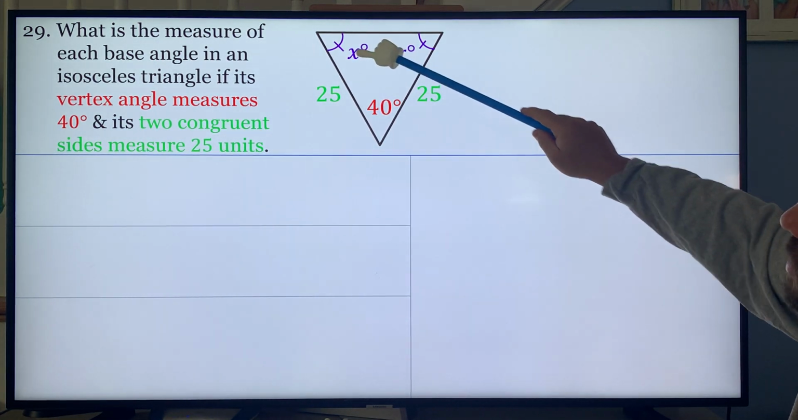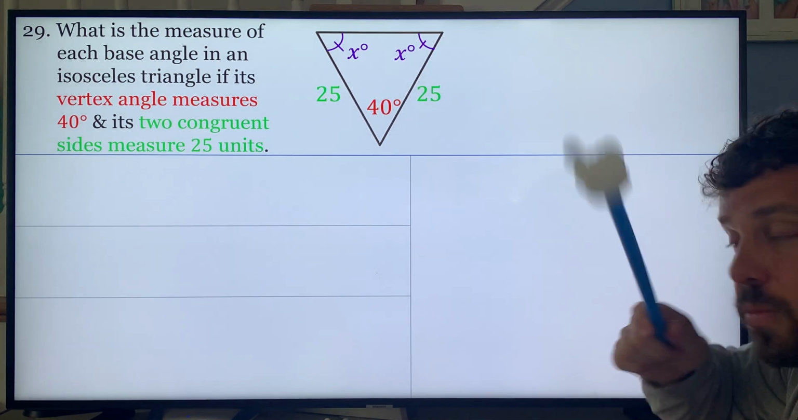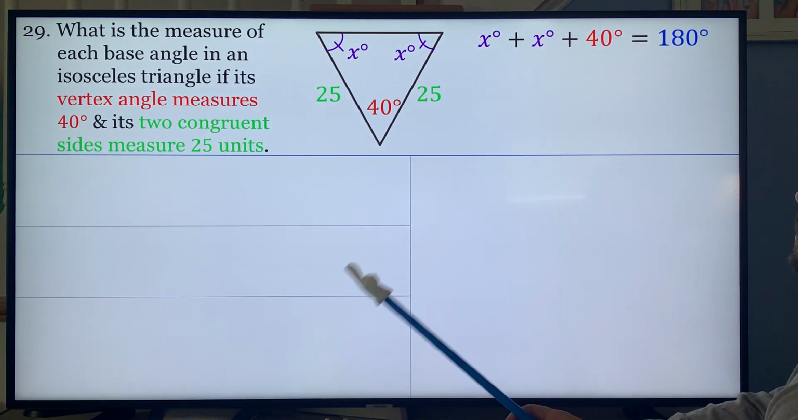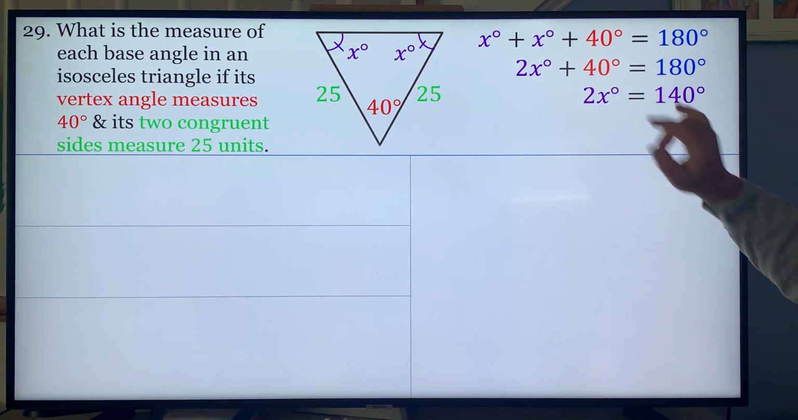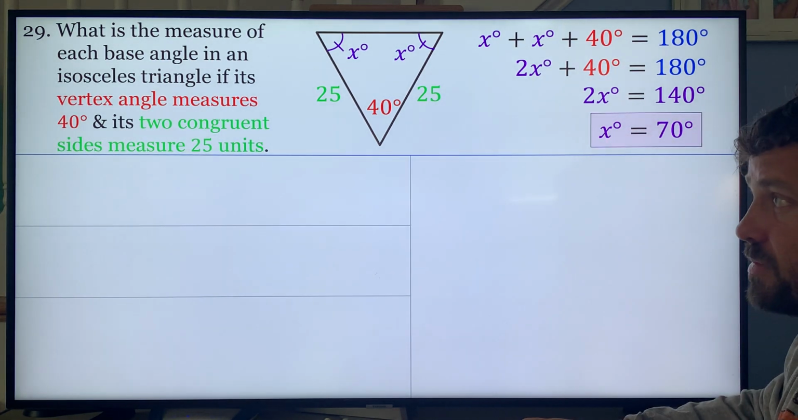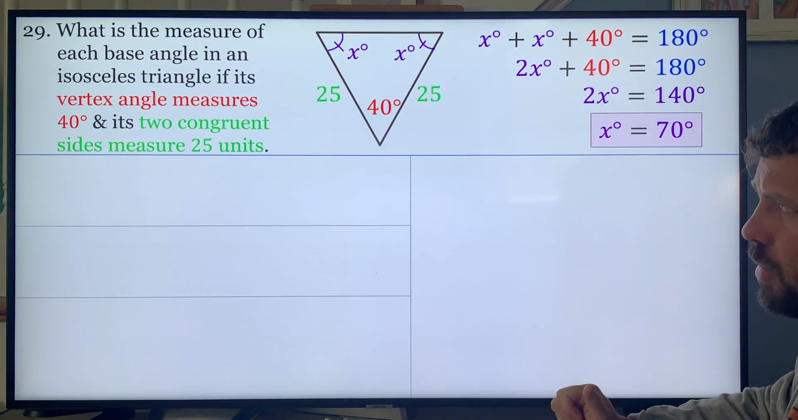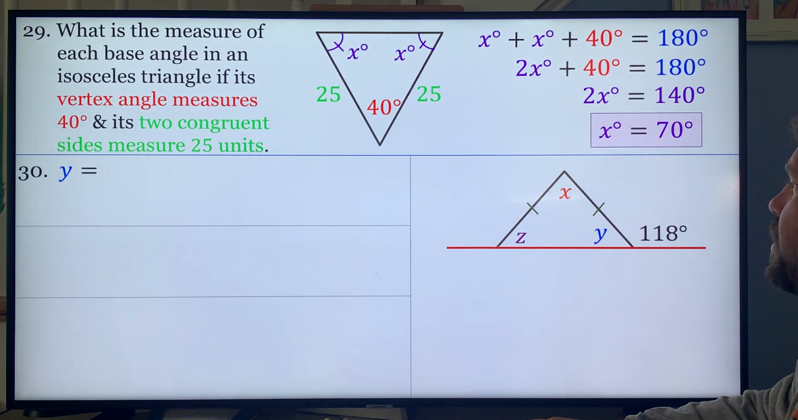So what is the triangle sum? Triangle sum is 180. X and X is 2X, plus 40 is 180. Subtract 40 from both sides. 2X is 140. Divide by 2, and X is 70 degrees. Still with me? Awesome.